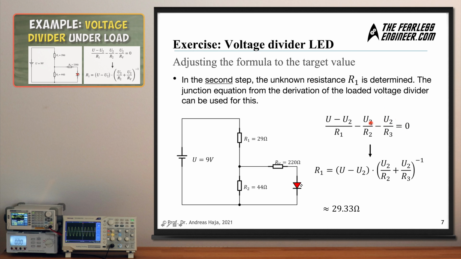It's this equation here. And if we do not use the final form, which has this very complex denominator, but this form here instead, we can simply solve for the resistor we are looking for, which in this case is R1. Solve the equation like this, and then we have R1 being the difference between the source voltage and U2 multiplied with this expression here. And if we insert the values given in this circuit diagram here, we arrive at a value for R1 of roughly 29.33 ohms. This is the value we need to set R1 to so that U2 can be 5 volts.